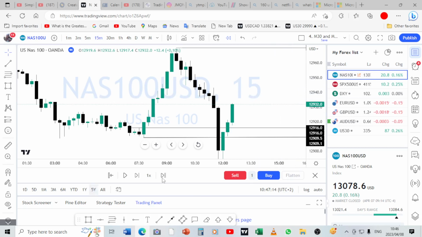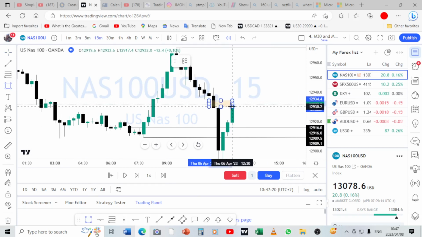So how do we identify our entries? We cannot ignore this fair value gap right here. Or let me just put lines.